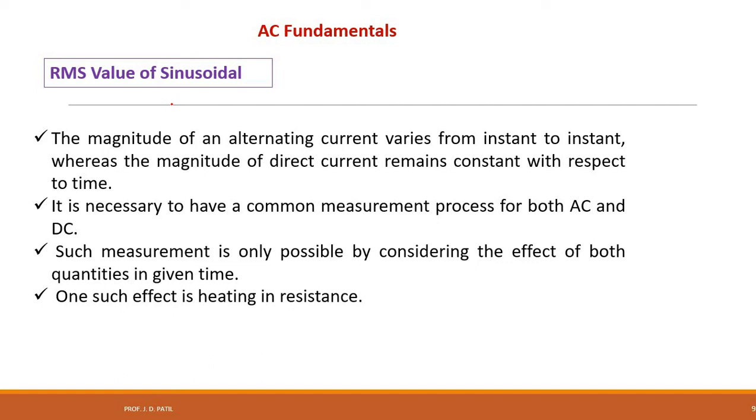So this is the comparison between alternating current and direct current. It is necessary to have a common measurement process for both AC and DC, so we have to measure these AC values and DC values also. For that we need some common process, and for this the RMS value calculation is needed.